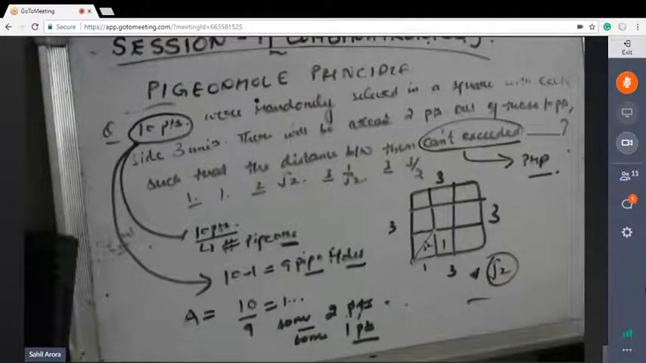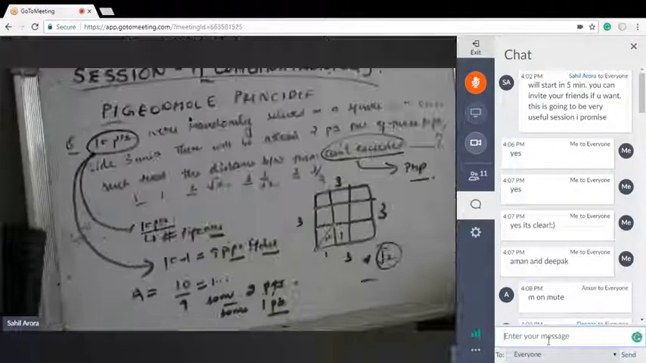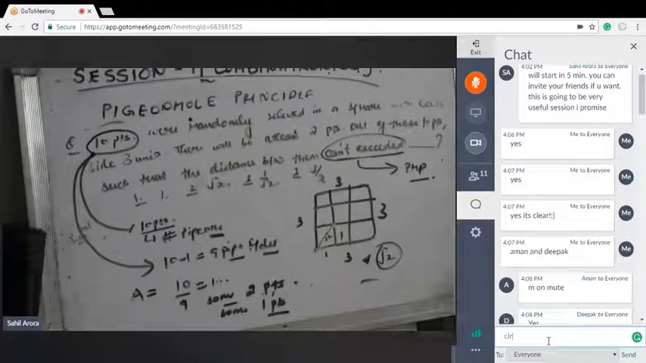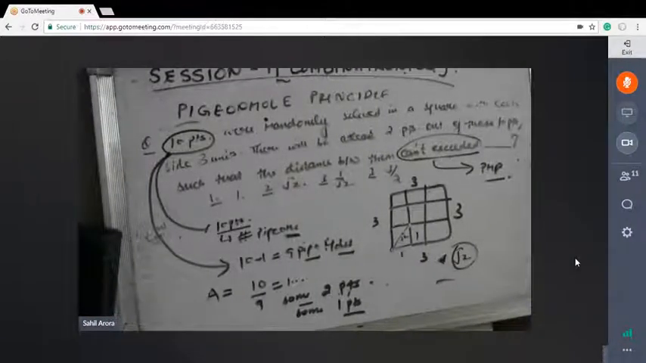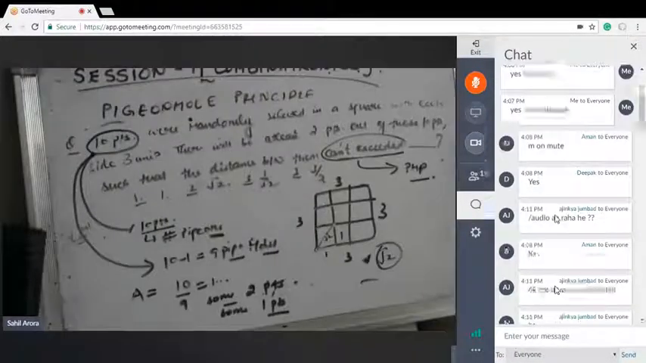If any doubts, please write in the chat window. If it is clear, please tell me that. Nidhi says clear. Ankit says clear. Anjali says clear.